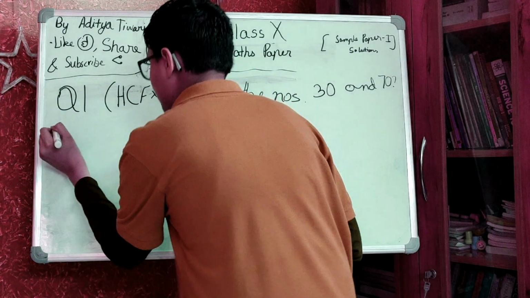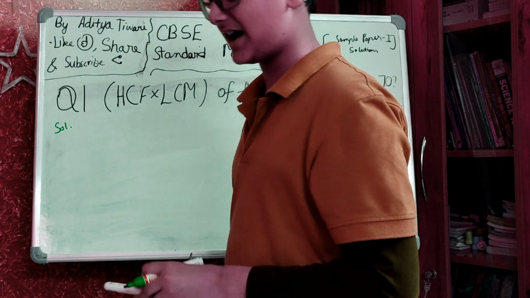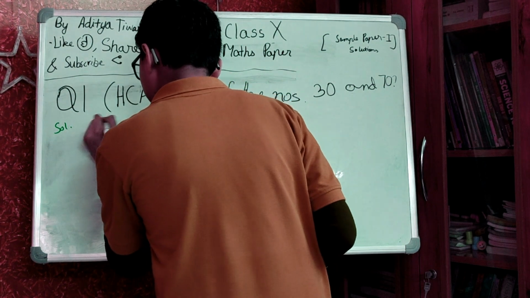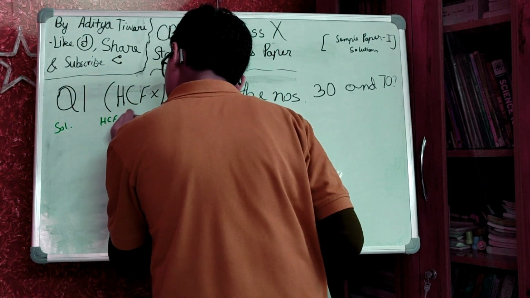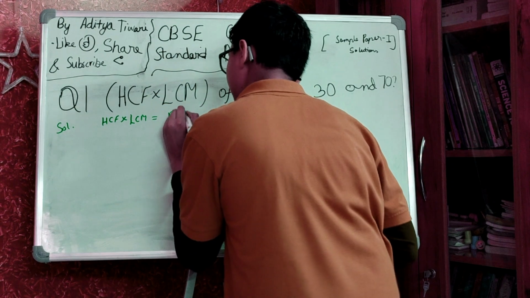Let's continue. HCF times LCM of the numbers 30 and 70. I'm writing it as a subjective answer, but its answer is in MCQs. So HCF times LCM is equal to the product.